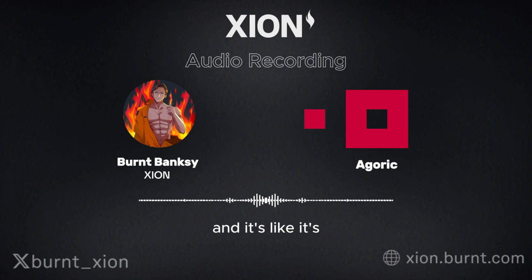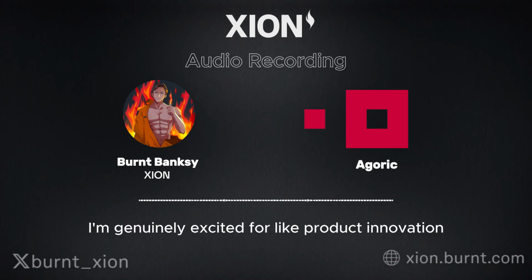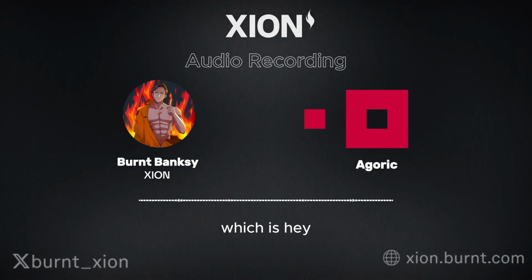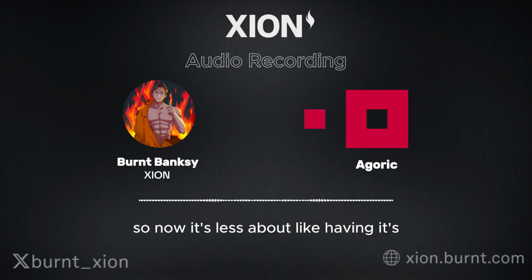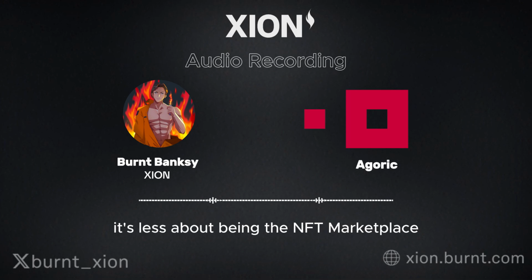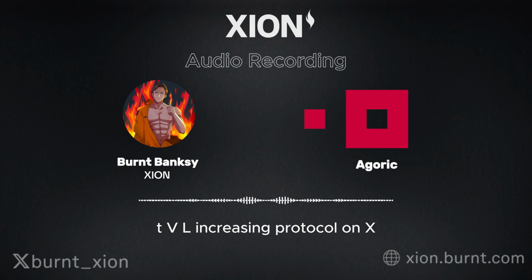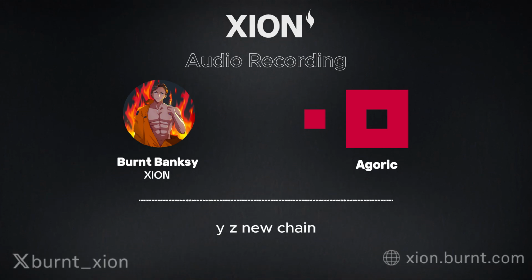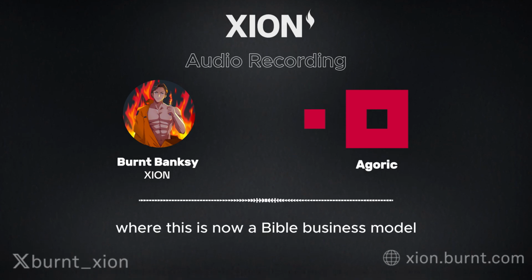Yeah, and I'm genuinely excited for product innovation, which is, hey, we're now omni-chain in a way. So it's less about being the NFT marketplace or the swap or the DEX or the XYZ TVL-increasing protocol on XYZ new chain. It's now about, hey, this is new, this is interesting, and we have the users where this is now a viable business model.